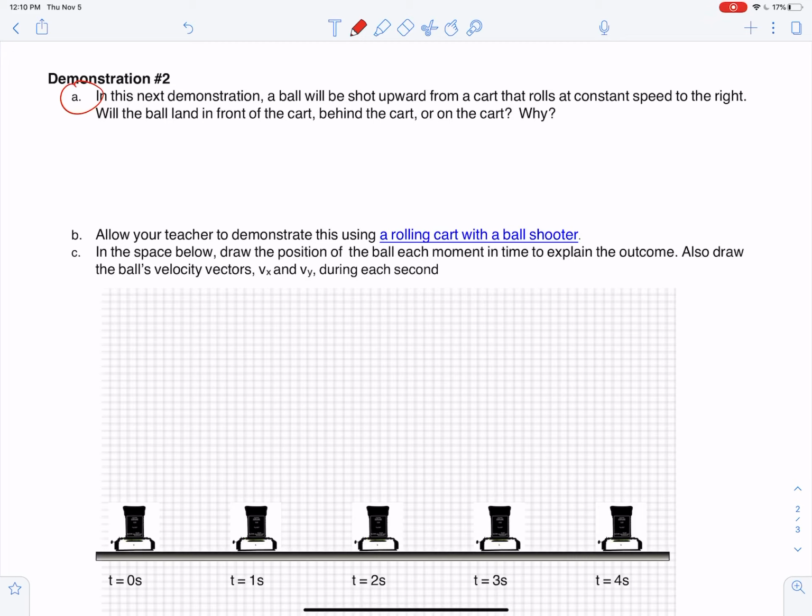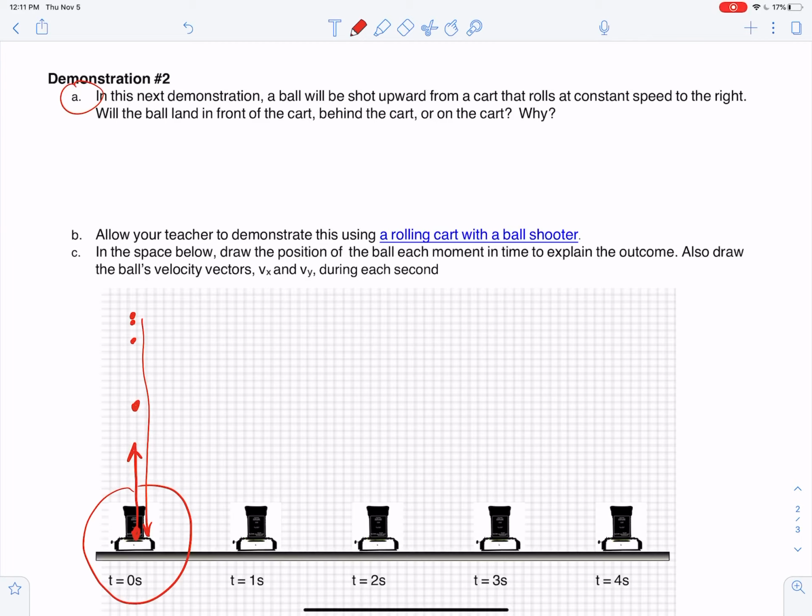So here's the cart at time equals 0 seconds, and inside of the cart is going to be a ball. The cart is able to launch the ball upwards, and so if the cart was at rest, the ball would be launched, it would move up to a peak, and then it would move back down and fall right back in the cart. But that is not the case.